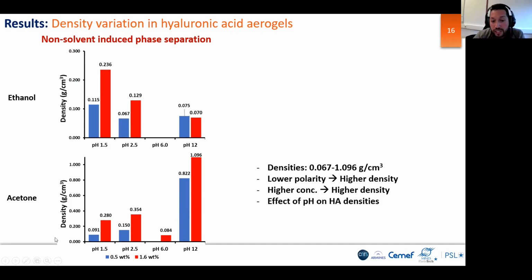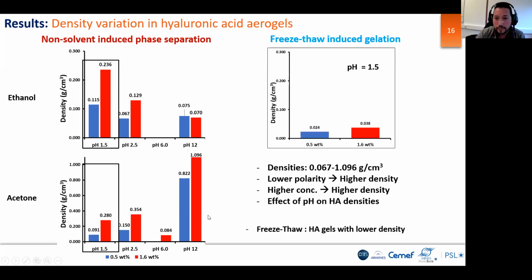And here the effect of the pH is more clear. For example, with the acetone, when we are working with higher pH, the material is going to have more density. If we compare this methodology with the second methodology, after freezing, only with pH 1.5, we observe that with the second methodology we are having material with really low density. We're having really light materials.